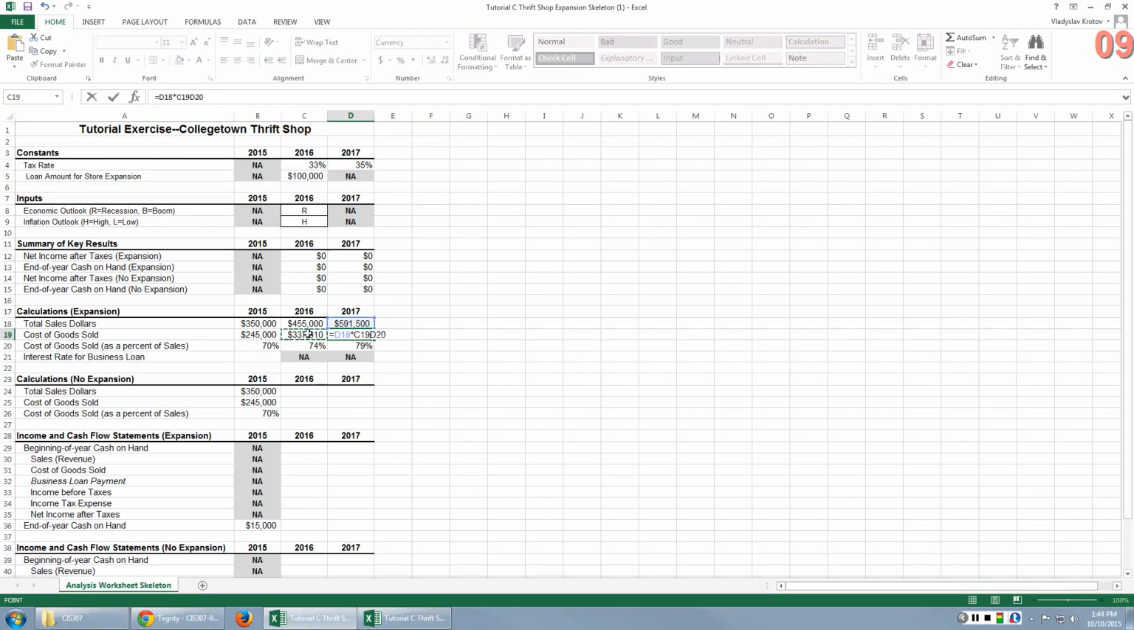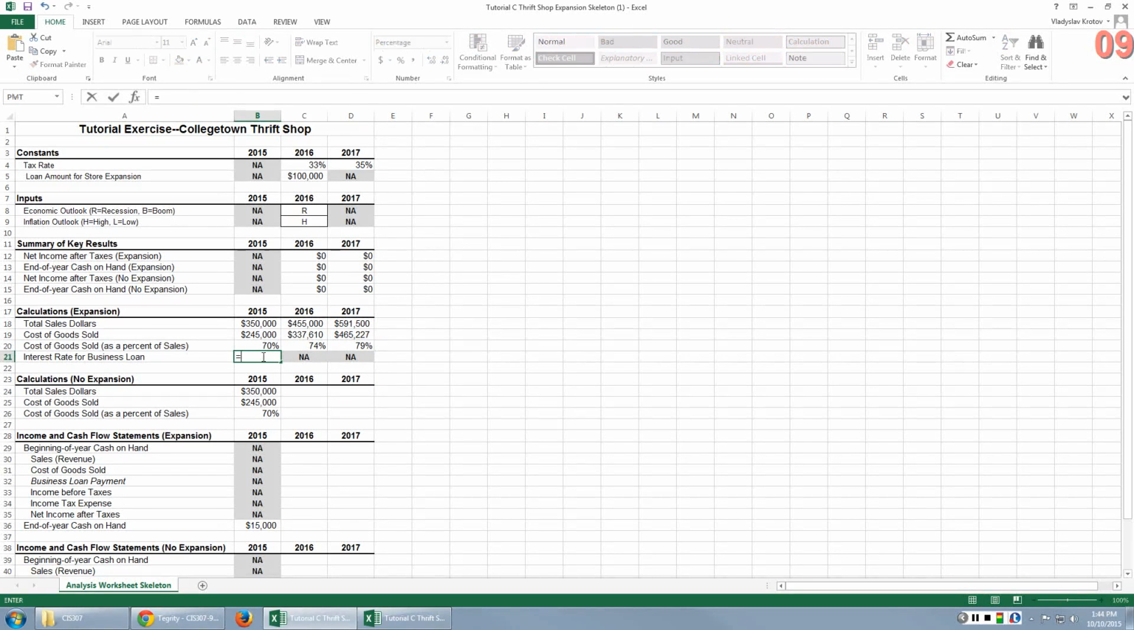You see, cells are shifting from here to here. And because we don't have dollar signs, that's why cells are shifting. Okay. So we're done with this section. However, we're not done with the interest rate for a business loan.